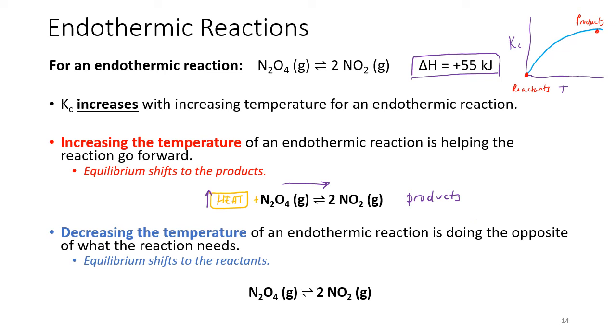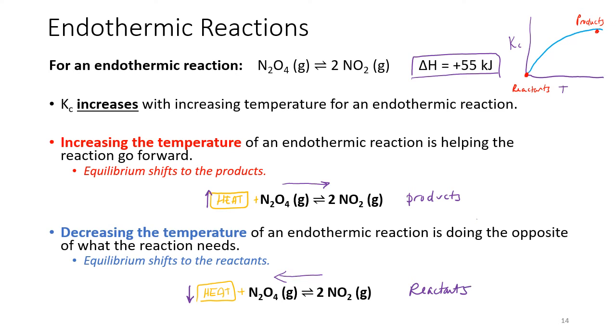If we decrease the temperature of an endothermic reaction, so add heat to our reactant side, and now imagine you take your flask and you set it on some ice, you cool it down. You're doing the opposite of what that reaction needs. An endothermic reaction needs that energy to progress forward. That's the definition. And so now you're essentially removing that heat, and you're going to shift towards that removal or back towards the reactants.